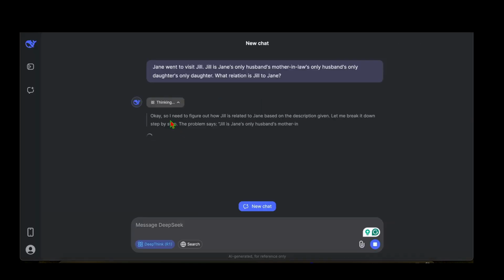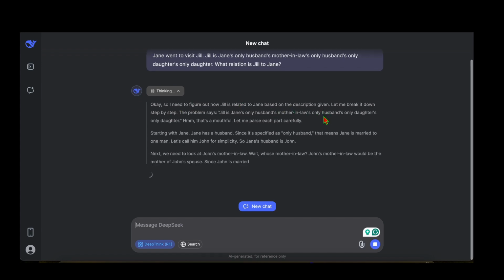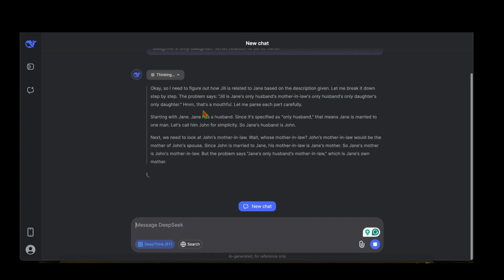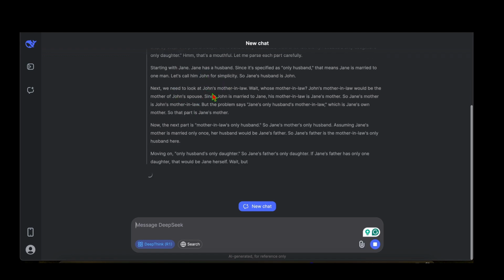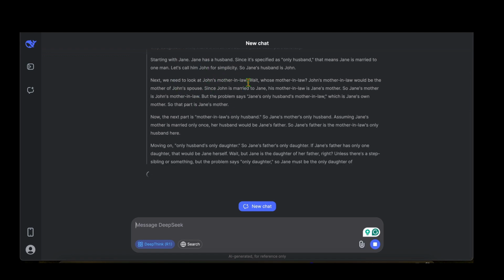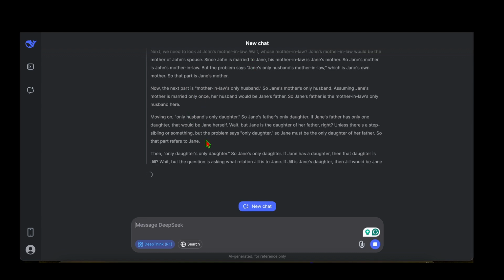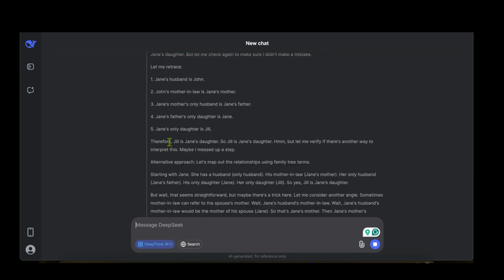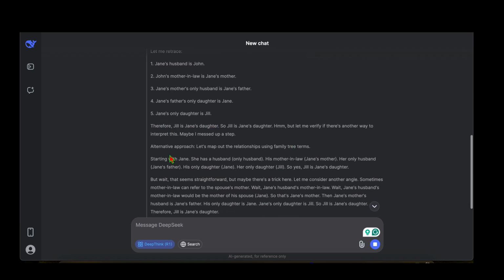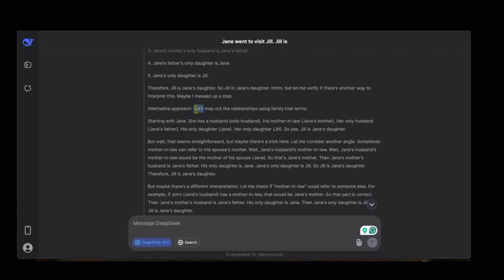It says thinking: okay, so I need to figure out how Jill is related to Jane based on the description given. That's fine. Let me break it down step by step, and it goes on and on. Next, we need to look at John's mother-in-law. Okay, fair enough. Moving on, fair enough. Let me trace it. So it has come up with the answer here. Therefore, Jill is Jane's daughter. That's the answer it has come up with. But then it continues on, saying alternative approach, let's map out the relationships using a family tree.